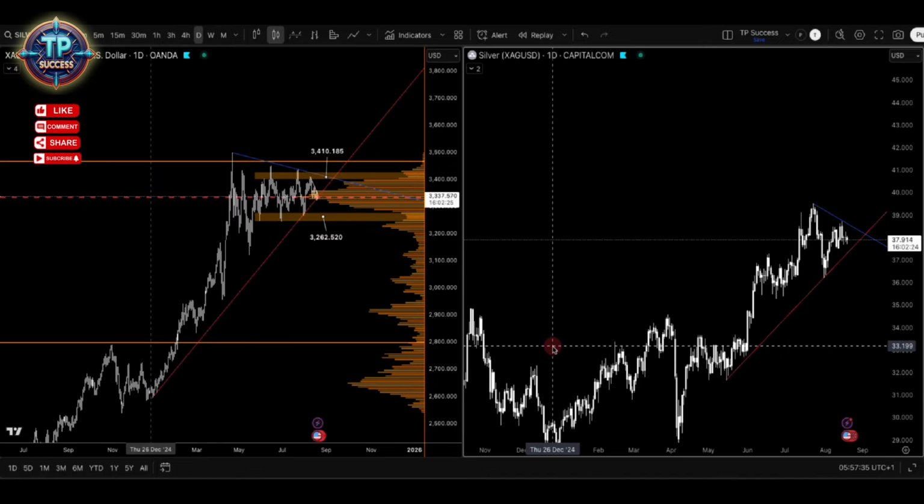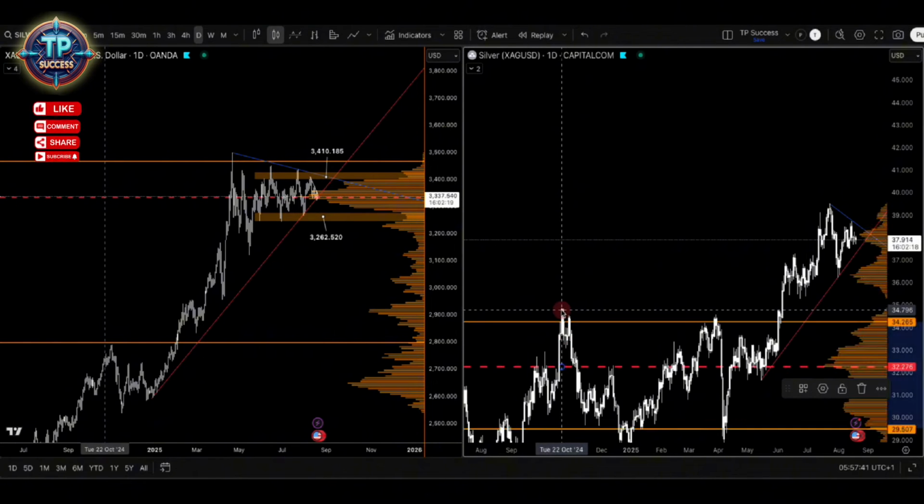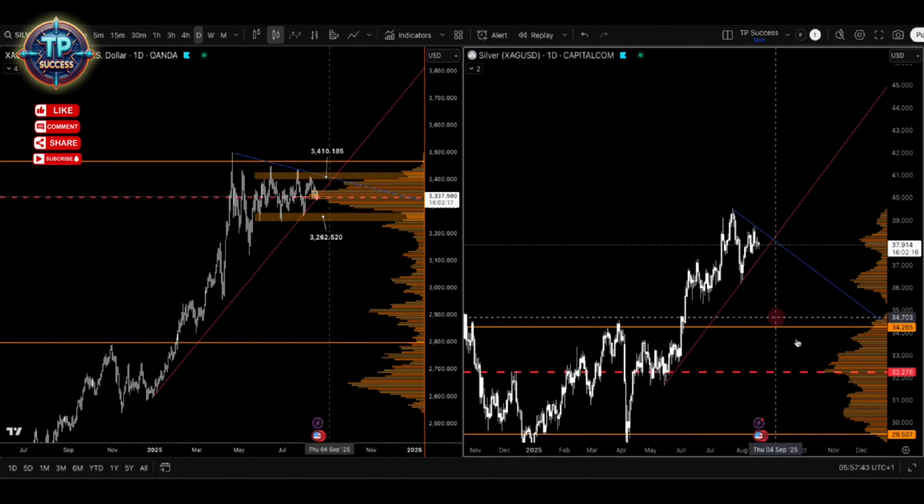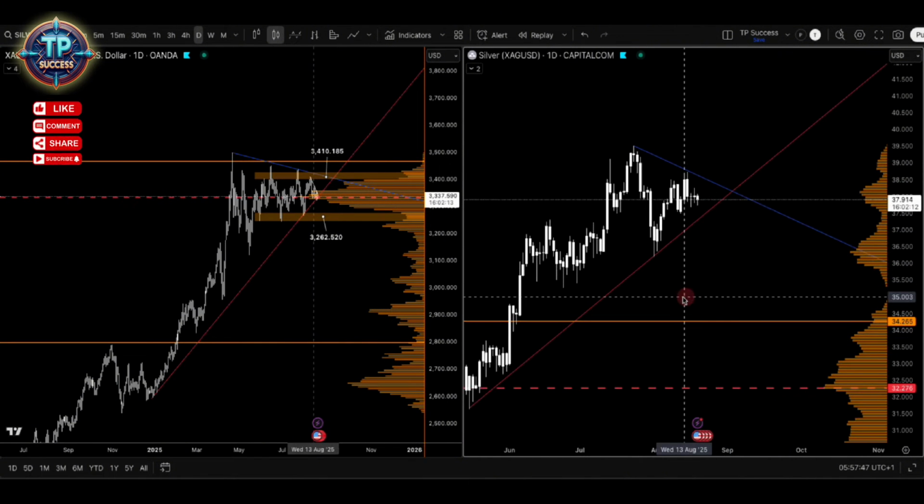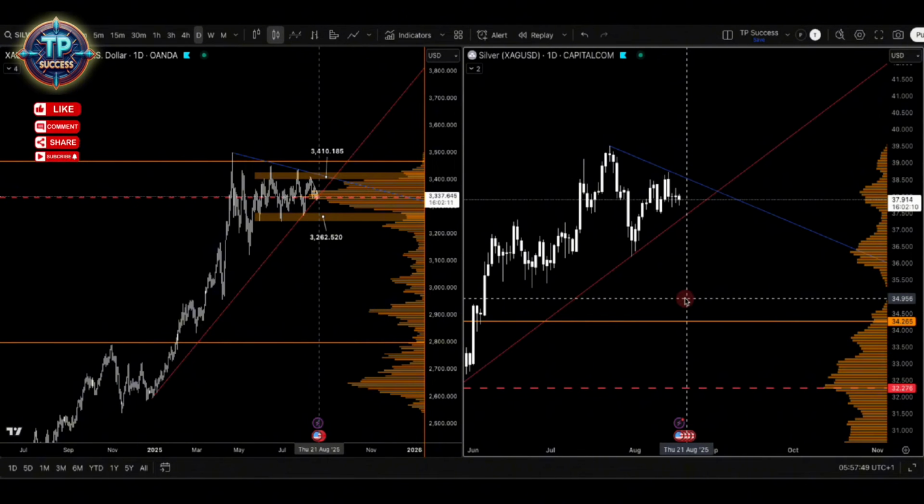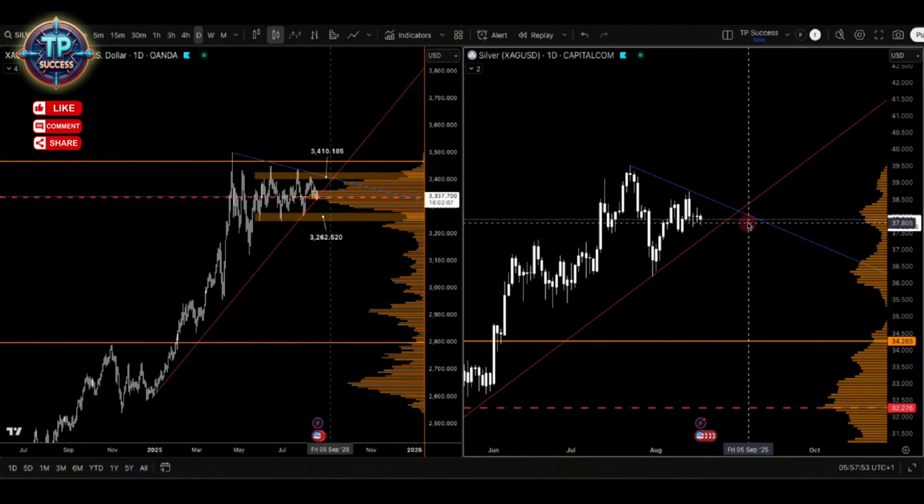And we're just going to drop the VP at this level right here. Okay. We're going to go take a look to see what's happening. And you know, in all fairness, I should have started off with silver. But anyways, if we didn't plan on looking at the Aussie dollar, at least we've taken a look to see what's there. So yeah, anyways, let's get back to this.